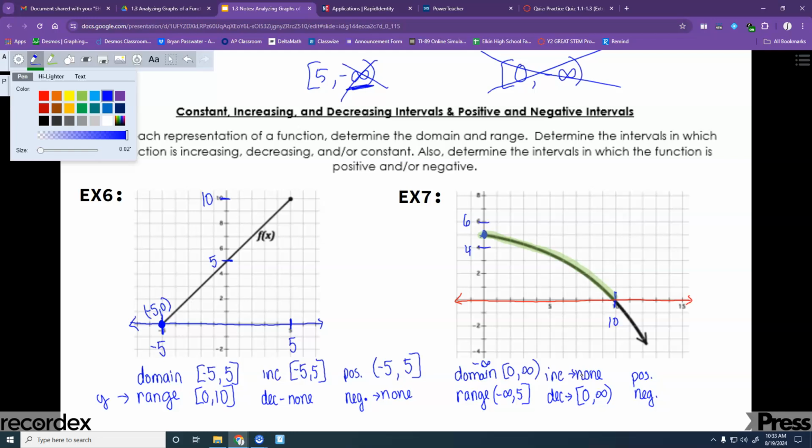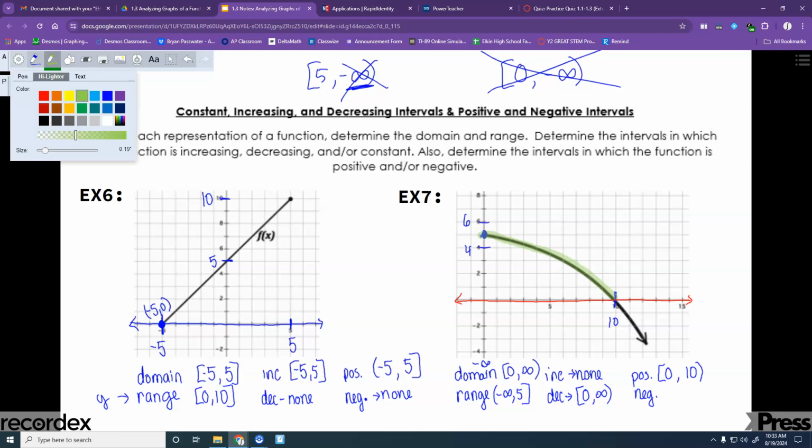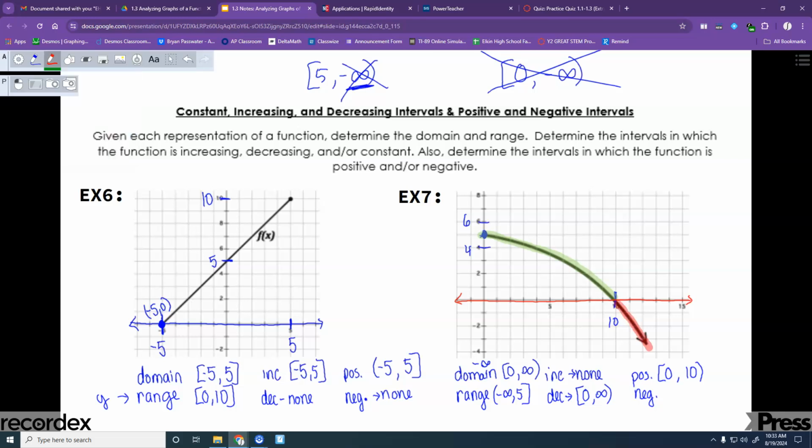So this is positive. What domain does that happen on? 0 to 10. I'm not going to be super duper picky, but you do need a parentheses with that 10 instead of a bracket, because at 10, you're on the x-axis. You're not above it, right? So you want to use a parentheses and not include it. All right, and then it switches to negative. So down here, we switch to negative because we're below the x-axis.